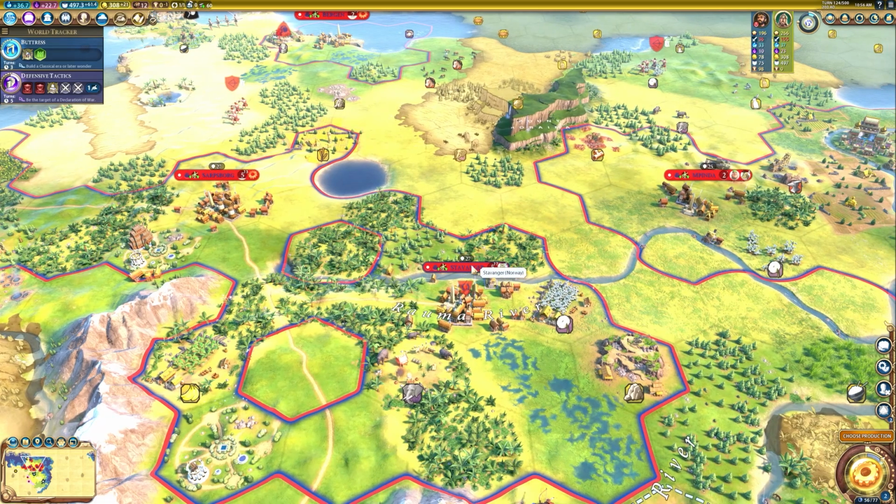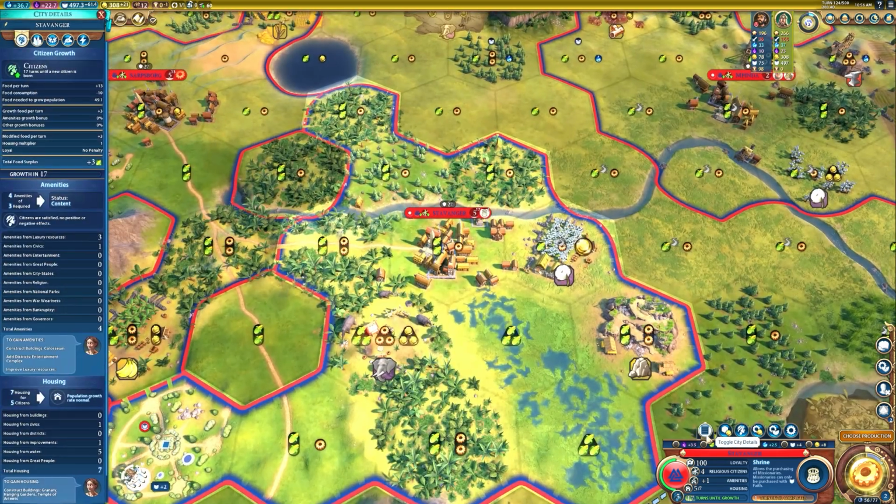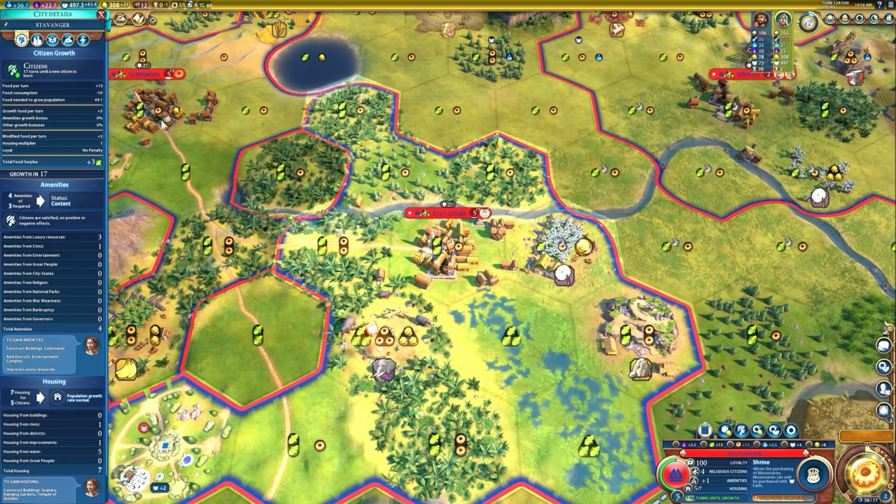Next on the list, food. Food has one job, and that's to grow your cities. It's the only reason food exists. For each level of your city, you need a certain amount of surplus food in order to reach that next level. So any surplus that you have in a city on each turn is going to go into your storehouse. And once that storehouse is filled to that level, your city grows one more level.